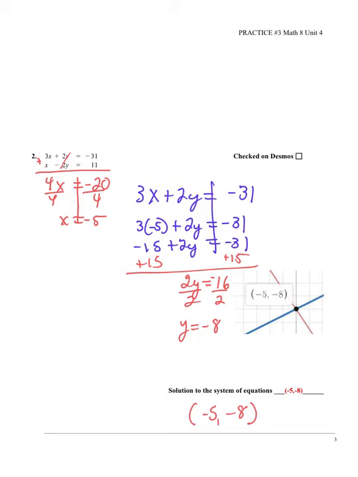And I took it into Desmos. As you can see, I took a screenshot of it. And they do connect at -5, -8. So I can check off my box. I checked it in Desmos.